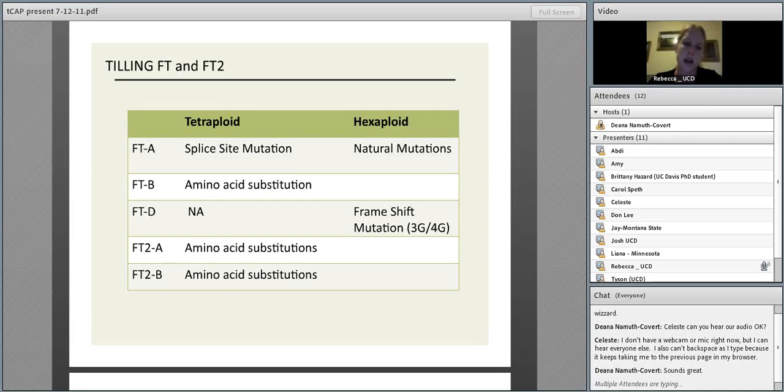So far, I have successfully identified a splice site mutation in FT in the A copy of tetraploid wheat, but I've only been able to identify amino acid substitutions in FT in the B genome and also in the paralogous gene FT2 in the A and B copies. I also only have amino acid substitutions.